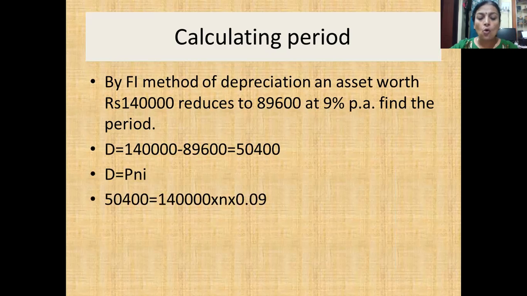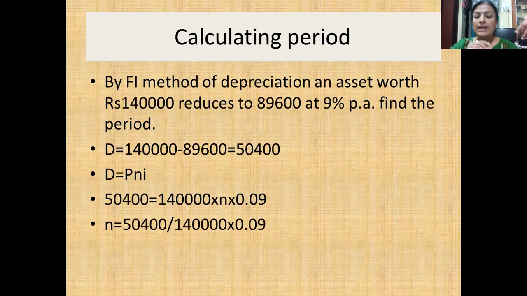Now what is known can be taken to the other side of the equation, and the unknown thing, that is N, can be kept on one side of the equation. So N is equal to, you take this 1,40,000 to the other side, then it becomes divided by 1,40,000 and 0.09. So now the equation becomes 50,400 divided by 1,40,000 into 0.09. You multiply these two, then you divide, and you will get N as 4 years. So this is how we have to solve when the period is unknown and we have to calculate the period.